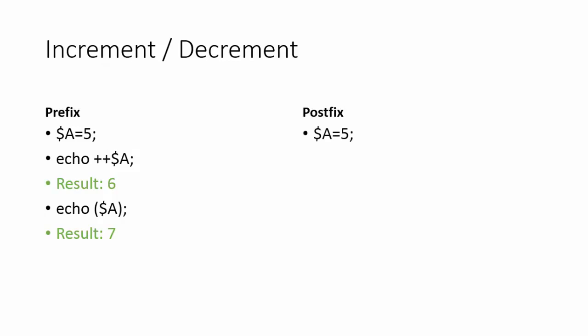Now in the postfix increment, for example, you have the same variable a equal to 5, and if you do postfix increment, meaning you put two plus signs right after your variable, then on the first echo the result will be the same as what you had before. Then if you do one more echo, your result will be 6. So in prefix we add the 1 at the start of our process. However, in postfix we do the increment in the second stage. That's why you can feel the difference by looking at the slide.